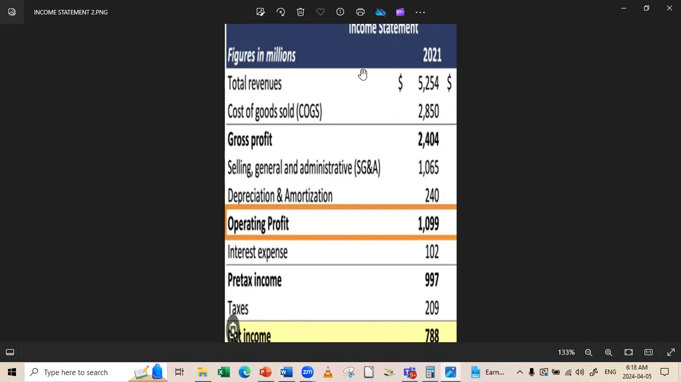Again, I will say total revenues minus cost of goods sold will give me the gross profit. Gross profit minus selling expenses and depreciation expenses will give me operating profits. Operating profits minus the interest expenses will give me pre-tax income. Then pre-tax income minus the taxes will give me the net income. That was the income statement in more detail.